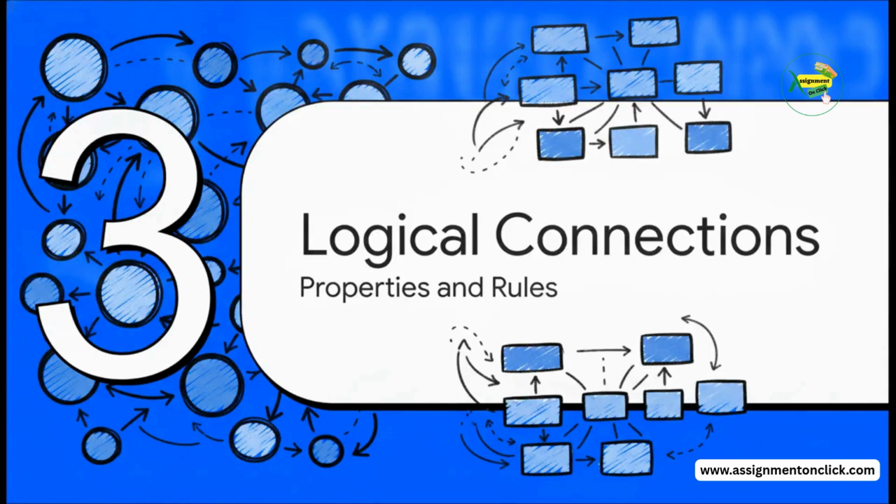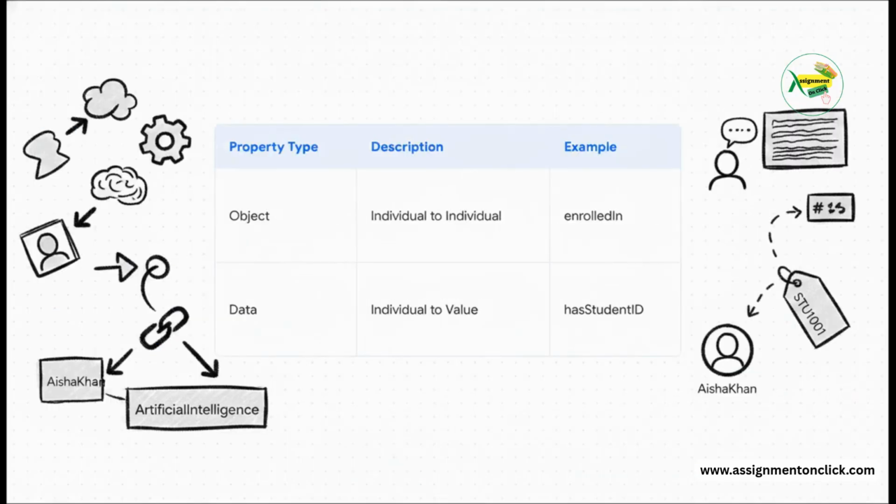Section 3, Making Logical Connections. Having categories is great, but the crucial point is how we connect these isolated categories and individuals together to build a real network of meaning. And we do this using properties. There are two main types you need to know.